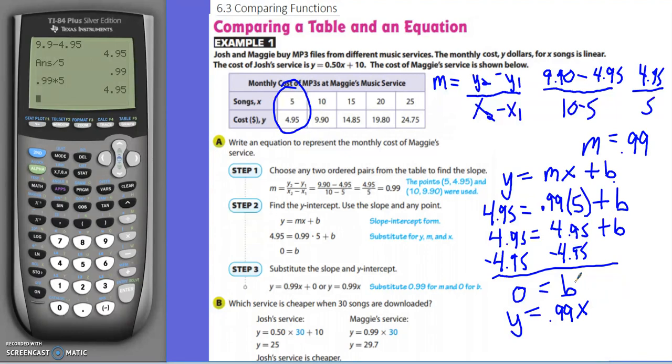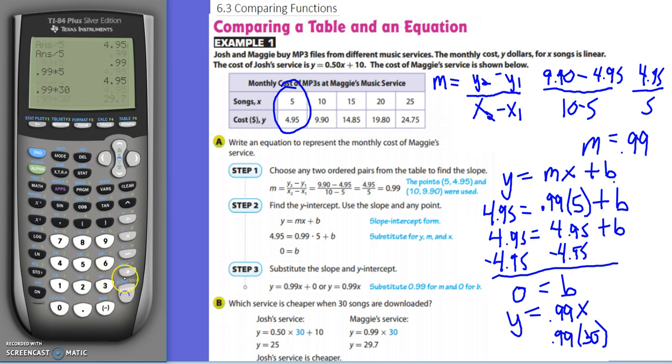Okay, and we want to figure out which one is cheaper. So if we're doing it for 30 songs, we can do 0.99 times 30. 0.99 times 30 will get you $29.70. And this is all for Maggie.